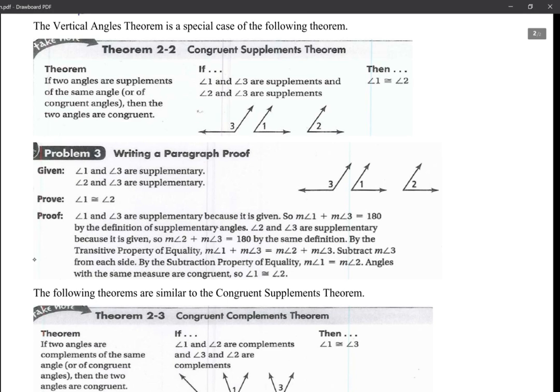All right, now we have a whole set of theorems here. The vertical angles theorem is a special case of this following theorem called the congruent supplements theorem. So what do you suppose the congruent supplements theorem is going to do for us?